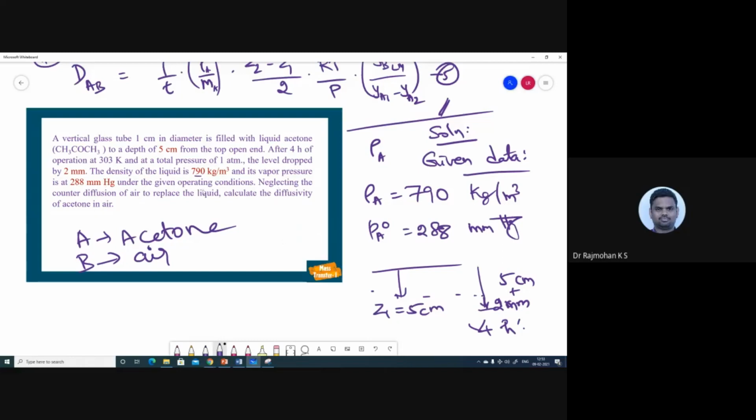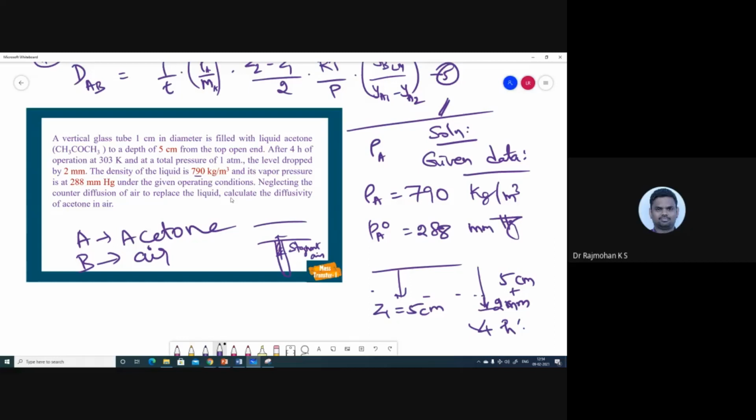So they asked us to consider A is diffusing, B is not diffusing, because if air is replacing the liquid means that stagnant zone, whatever we consider. So they are assuming us to have this is a stagnant zone of air. So we need not consider air is replacing the liquid. Okay, so that way only A is diffusing into B, so that our formula is applicable. Okay, so what are the other data given?